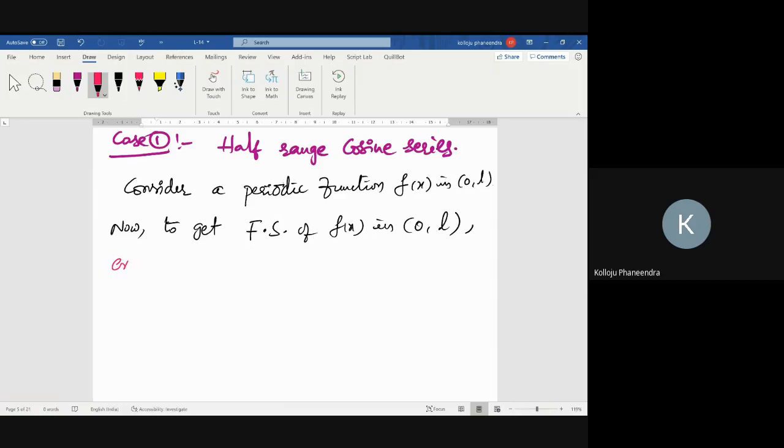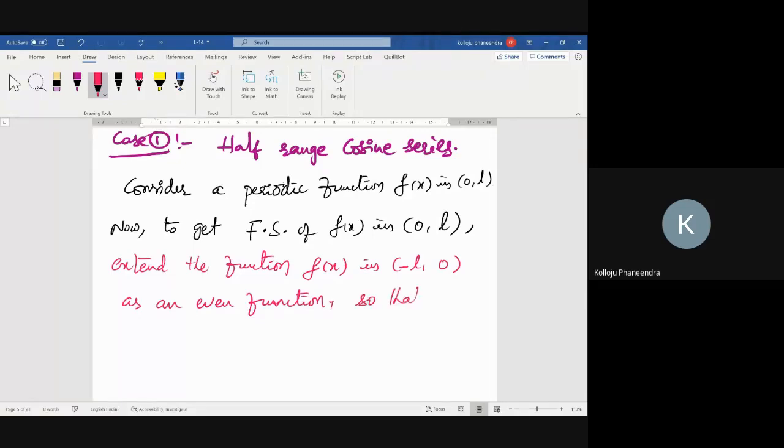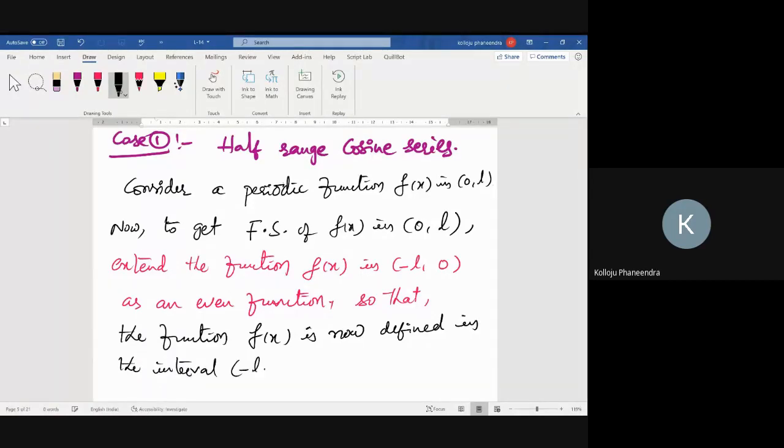Now this is important. Extend the function f of x in the interval minus L to 0, in the interval minus L to 0, as an even function, so that the function f of x is now defined in the interval minus L to L, which is of period 2L.